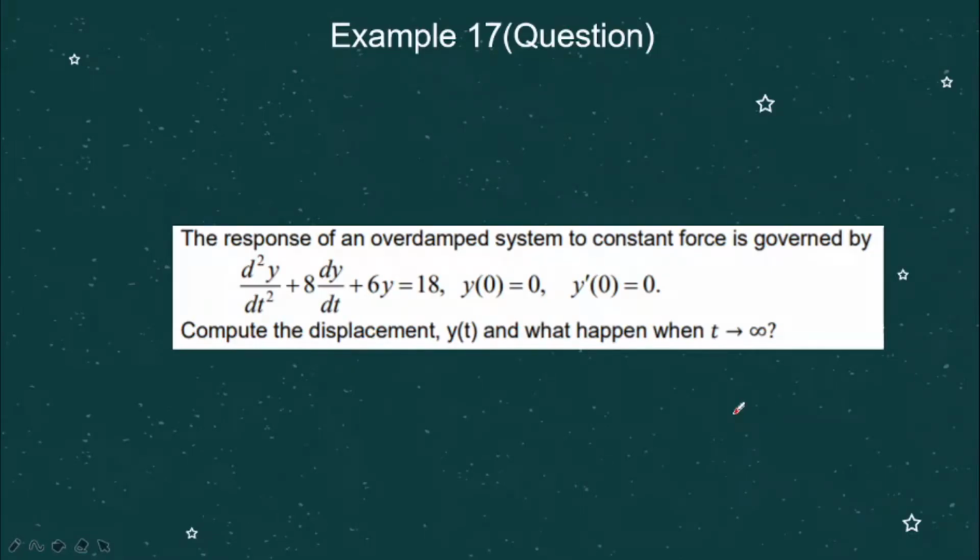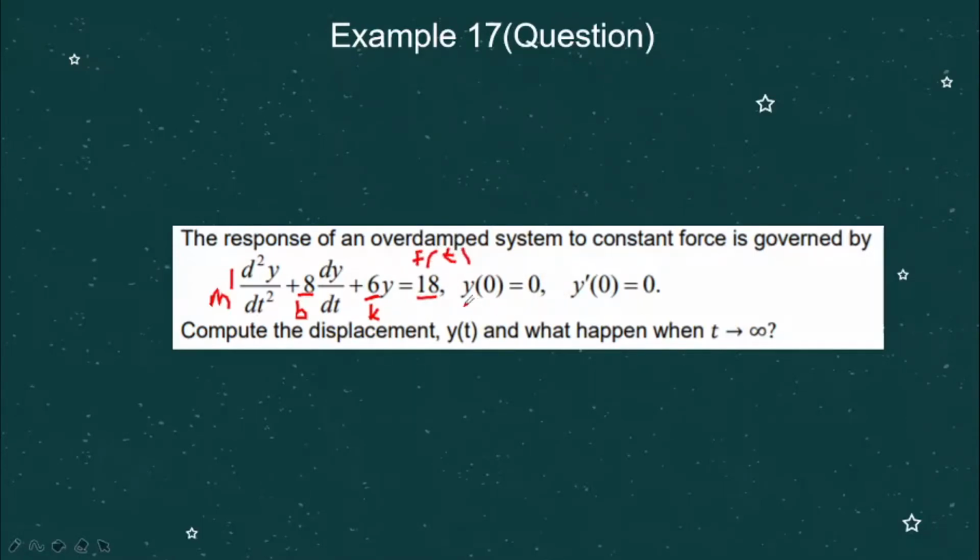All right, this is the first example. The first example is about damped forced vibration. The question says that the response of a damped system to constant force is governed by this equation. So, as it is damped forced vibration, it has all the elements: the coefficient of d2y over dt squared is 1, which is the mass. The coefficient of dy over dt is 8, which is the damping coefficient. The coefficient of y is 6, which refers to the spring constant. And 18 refers to f(t), which is the external force.